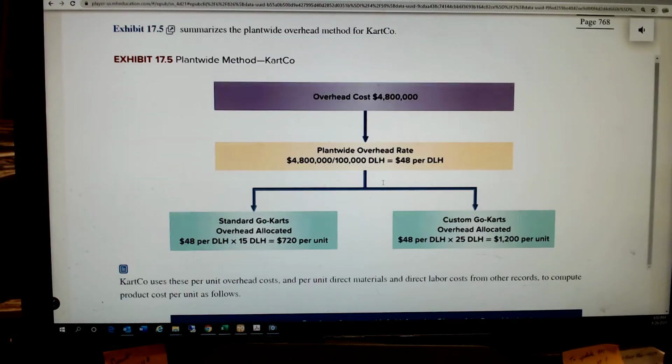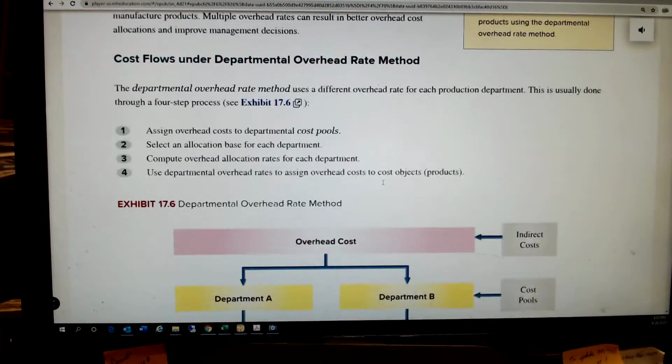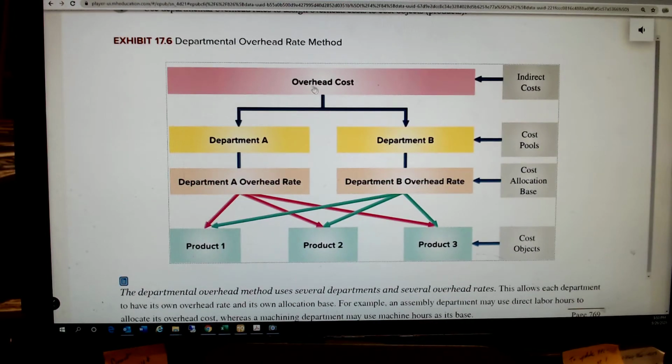But in departmental, we're going to take our overhead costs and allocate that to our departments. This example has two, so we're going to have two rates. And then each product will be charged a portion of each department's rate if it utilizes that department.